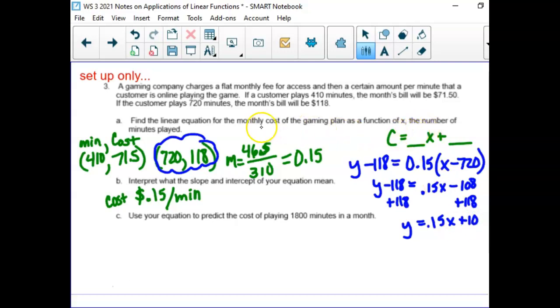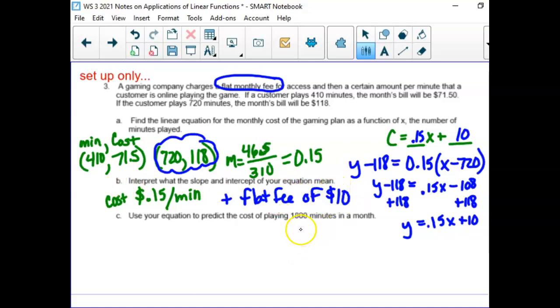So if we were writing it in the form they actually asked for, the cost would be 0.15x plus 10. Does anybody remember what the 10 meant from this equation? The gaming company charges a flat fee. So the cost is 15 cents a minute plus the flat fee of $10. It said to interpret those. Now, we could put in 1800 minutes, just put it into the equation. I'm just going to skip that step. Is everybody good with that last one? That's kind of the point of doing these, that you can make a prediction with them.